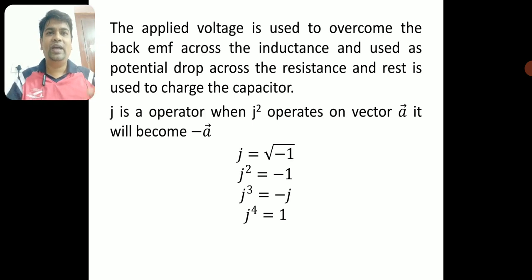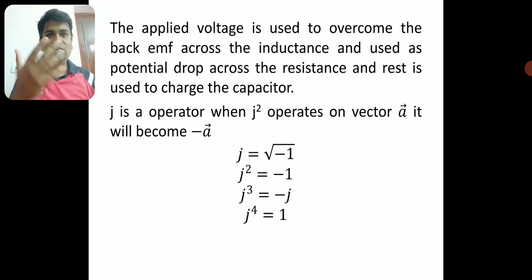Right. So we have a so-called J operator. I'll tell you what this J is. When J square is operated on a vector, the vector will turn 180 degrees. The vector A will become minus A if you operate J square on it. If J power 4 operates on a vector, then the vector turns 360 degrees and comes back to its same position. So vector A operated by J power 4 becomes vector A itself.